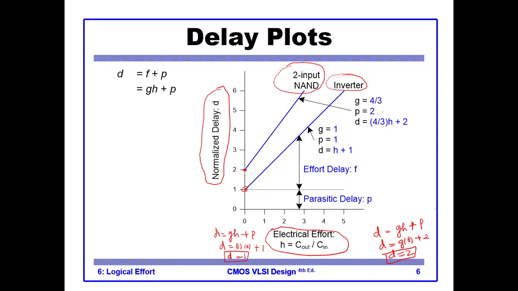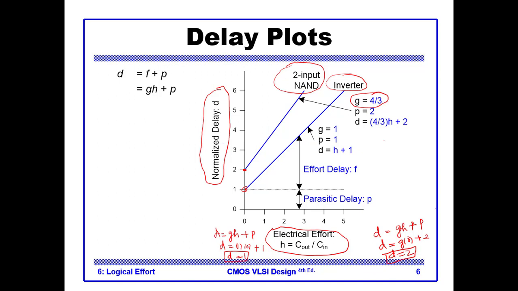We will come to this one, why the G is 4 by 3. This is a graph that shows that everything is measured relative to an inverter, and second, we have a linear relationship between the fan out and normalized delay. So if you increase the fan out, the normalized delay will be affected the most.